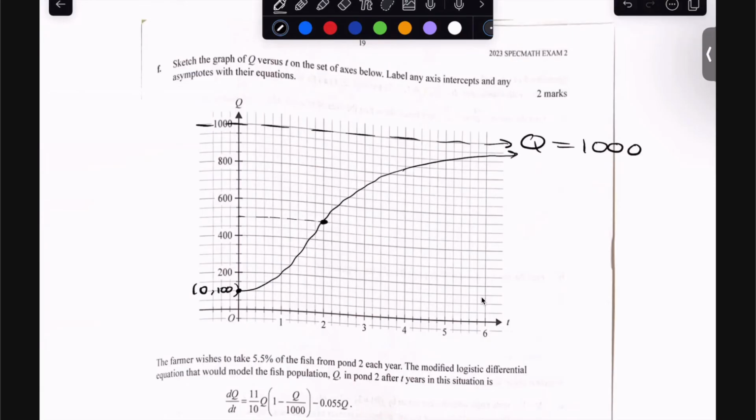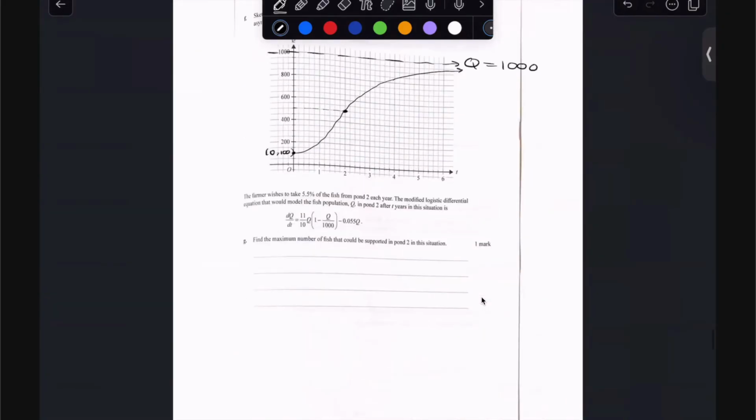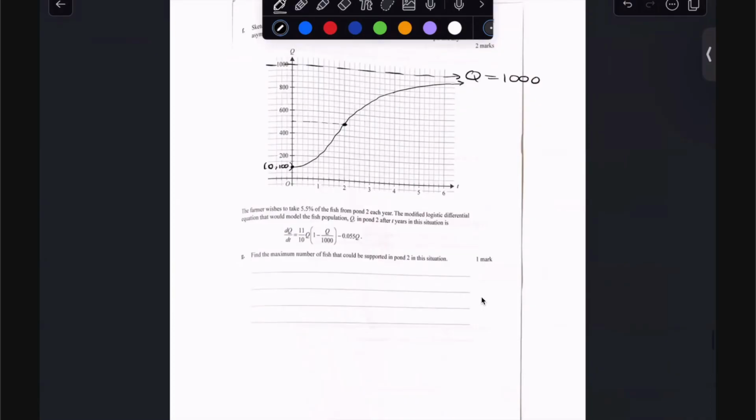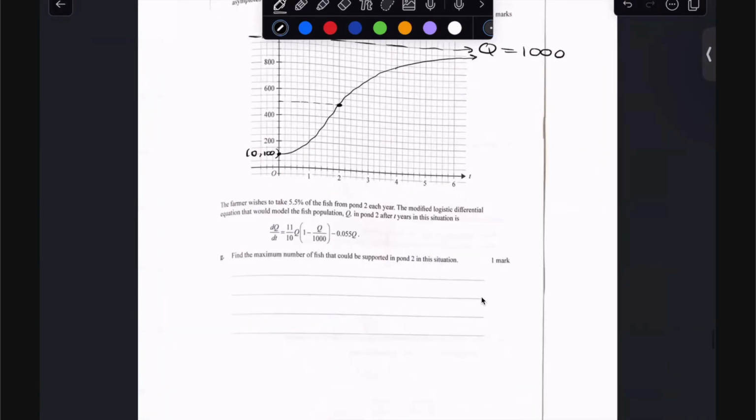Surprised they ask these sketch questions. They don't usually ask you to sketch things on exam 2. They did it in the methods exam 2 as well this year. So maybe they're starting to do that a bit more.